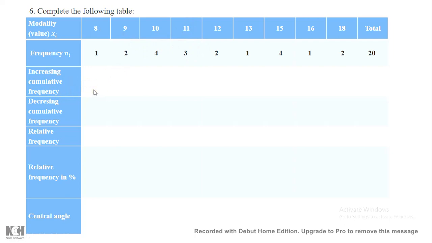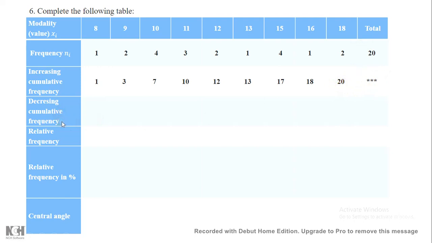How to find the increasing cumulative frequency? First, we just put the first frequency here in the first cell. Then we add 1 plus 2, which is 3, 3 plus 4, which is 7, 7 plus 3, which is 10, and so on. We continue the others in the same manner until, at the end, we have the grade 20, and there's no total. 20 is the total of frequency, and we'll put it here.